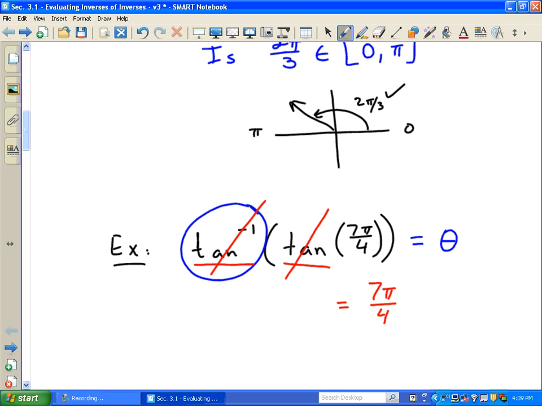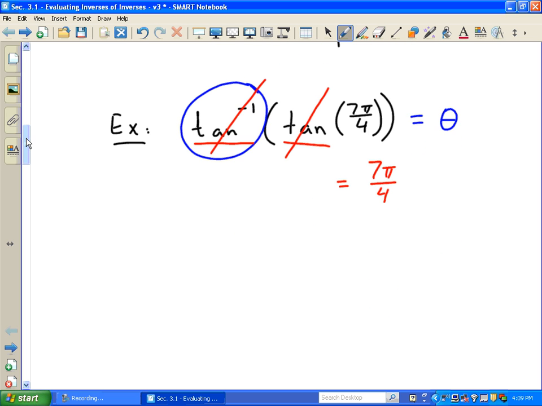But what we've said is that 7 pi over 4 may not be the appropriate answer. We're computing an inverse, and so that angle needs to lie in the proper location. Remember that for tan inverse, the angles had to be located between negative pi over 2 and pi over 2.